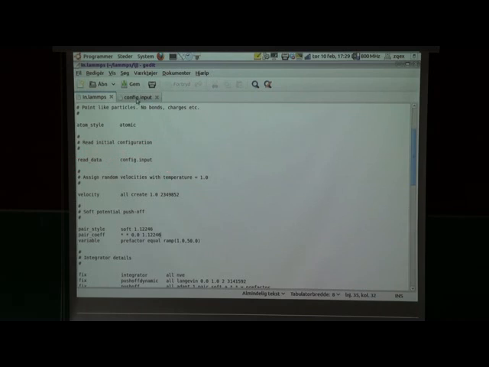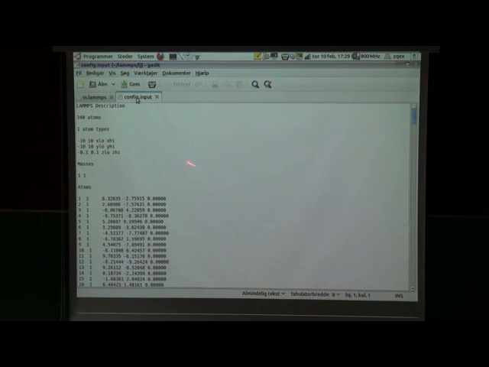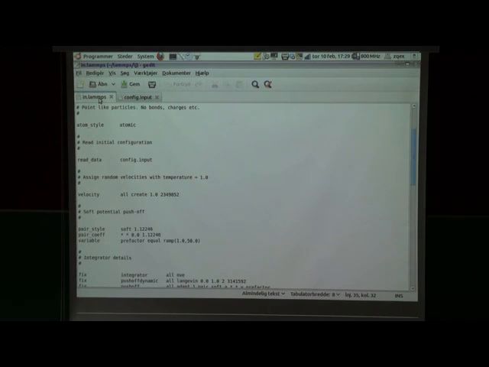And what does config.input look like? Well, it specifies how many atoms there are, how many types of atoms there are, how big the simulation domain is, and what the coordinates of the atoms are. These are just random; I just put them in randomly. Then we need to specify the velocities. I just generate a Gaussian distribution of velocities with some average, 1.5 or 1.10, it doesn't really matter.